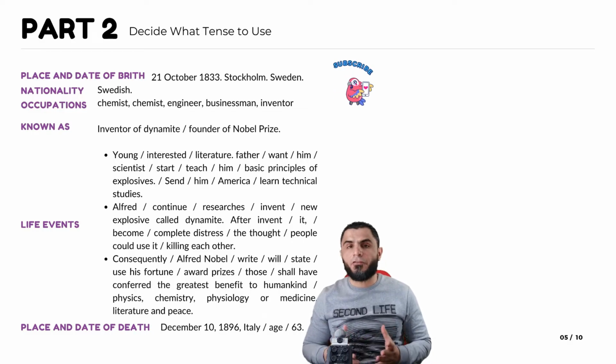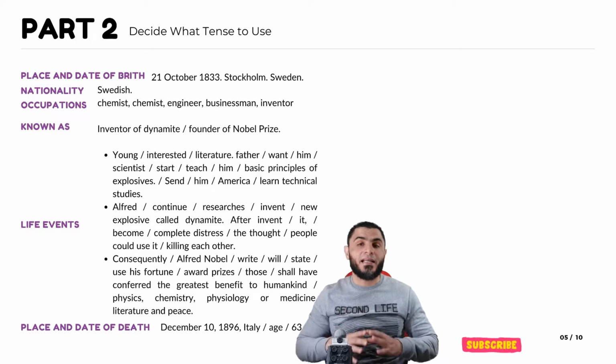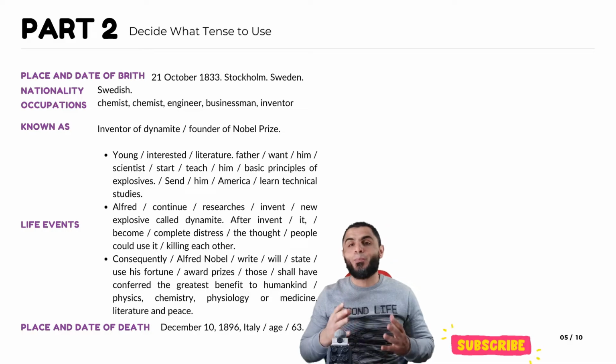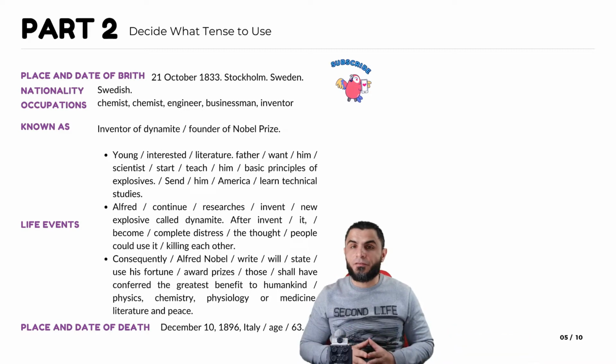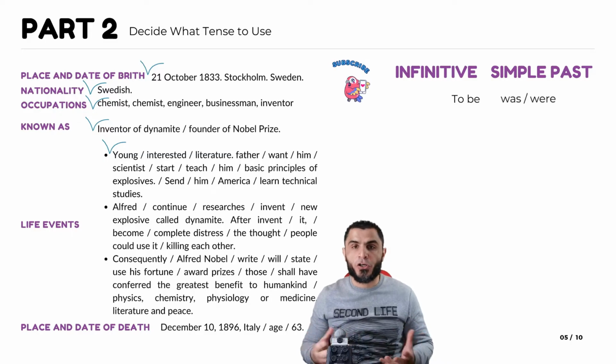In our case here, Alfred Nobel is dead, so the appropriate tense to use is the simple past tense. Here, you need to underline or circle all the verbs you have in the questions and put them in the simple past on a piece of paper to make sure you do not use any other tense. The verbs that we have are the following. We will need the verb to be for these points, and its simple past is was or were.